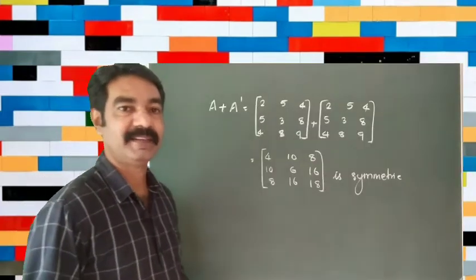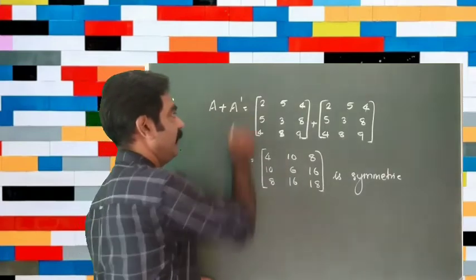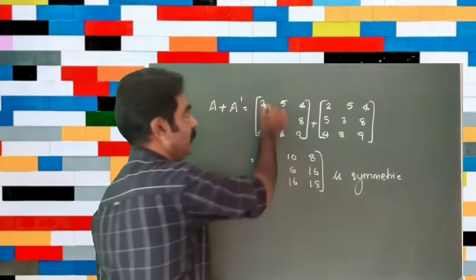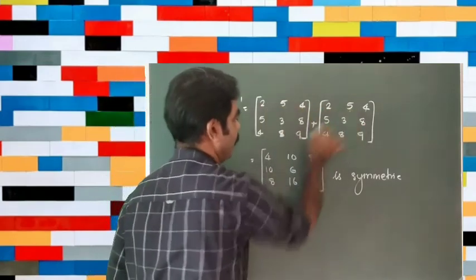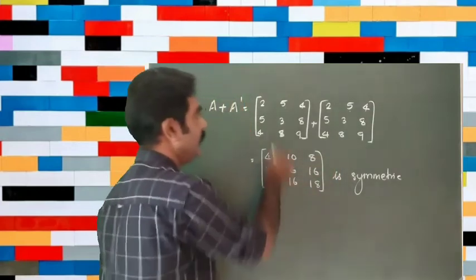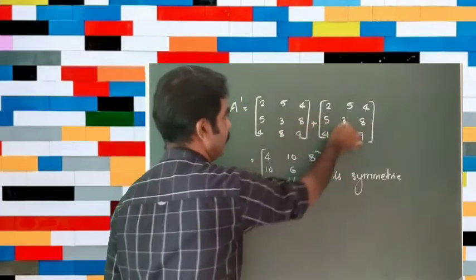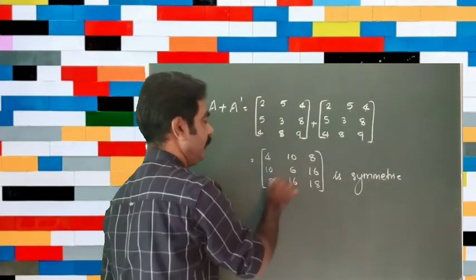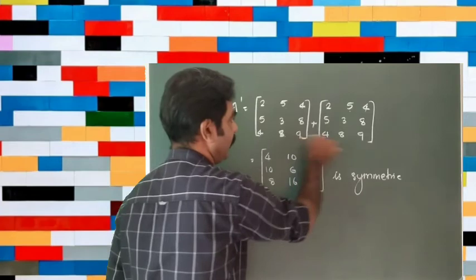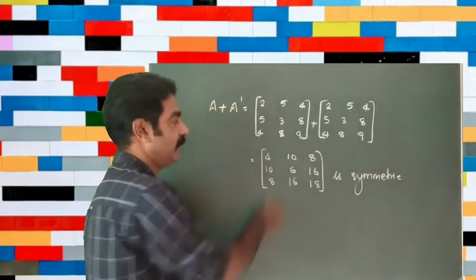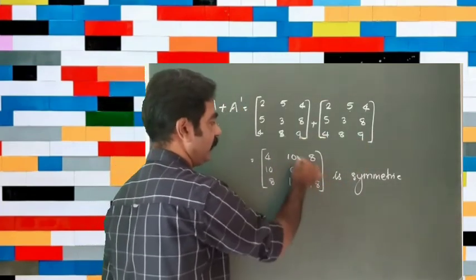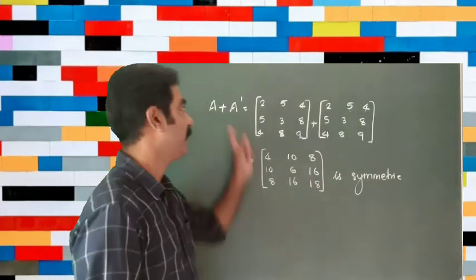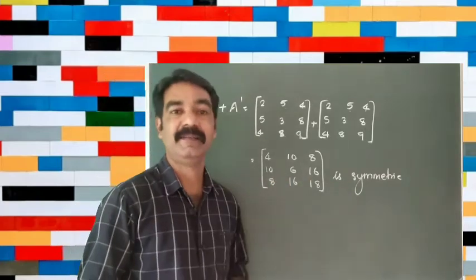Now see A plus A transpose. So A plus A transpose equal to A plus A transpose, both are the same. So we'll add this: 2 plus 2 is 4, 5 plus 5 is 10, 4 plus 4 is 8, 5 plus 5 is 10, 3 plus 3 is 6, 8 plus 8 is 16, 4 plus 4 is 8, 8 plus 8 is 16, 9 plus 9 is also 18. So see, the first row and first column are equal, second row and second column are equal, third row and third column are equal. It is a symmetric matrix. So A plus A transpose is also a symmetric matrix.